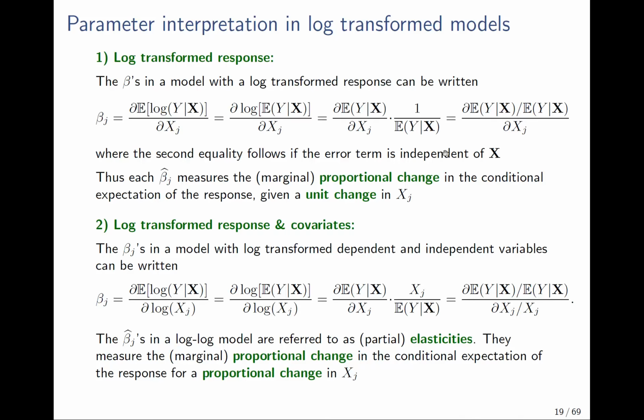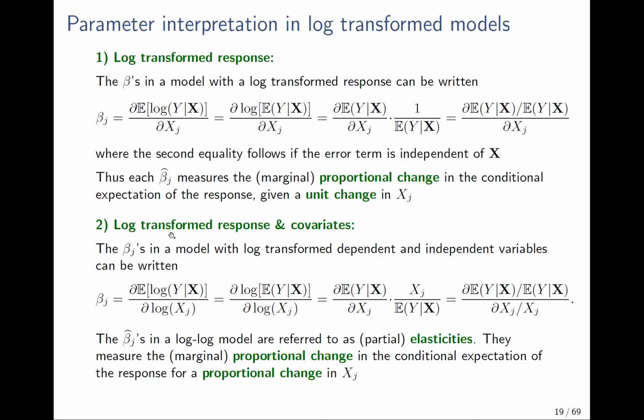Or in other words, each beta j measures the marginal proportional change in the conditional expectation of the response for a unit change in xj. So the interpretation of beta has changed. In an untransformed model, beta j is simply telling us the absolute change in the expected response for a unit change in the covariates. But with a log transform model, log of the response, it tells us the proportional change.